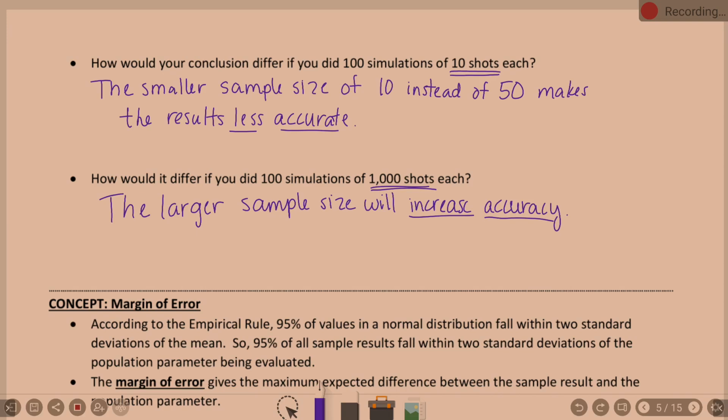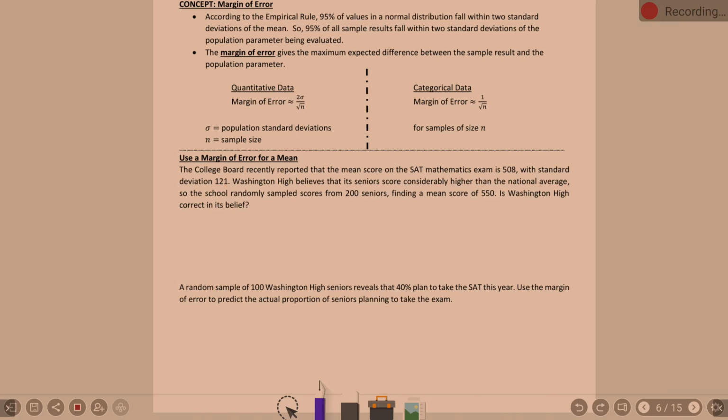All this leads up into margin of error. Now, I asked you to have a calculator at your desk, right? This is where you're officially going to need the calculator because we actually do a little bit with numbers. I learned you guys kind of miss it when we don't use numbers very often, so maybe you'll like the numbers. So the idea of margin of error: according to the empirical rule, 95% of values in a normal distribution fall within 2 standard deviations of the mean. So 95% of all sample results fall within 2 standard deviations of the population parameter being evaluated. Thus I keep talking about 95% in this lesson.